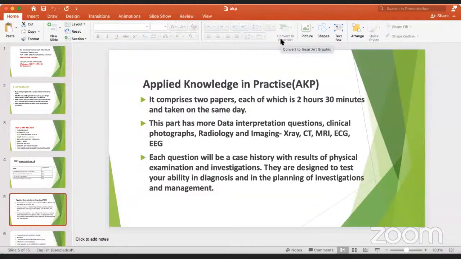Many questions come from ethical dilemma, child abuse, safeguarding and palliative care. So these chapters are very, very important for Part One and AKP. Also in the clinical exam, there will be some questions regarding ethical conditions, safeguarding conditions, child protection, because this is a very, very important topic in the UK. So you have to have a good grip on palliative and ethical questions.